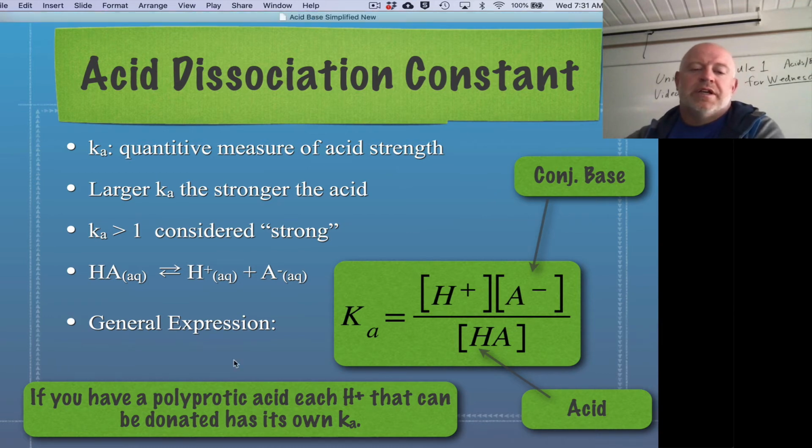One thing to note, if you have a polyprotic acid, meaning diprotic or triprotic, each hydrogen has its own Ka value, okay? We mentioned it a little bit before, but for example, we talked about sulfuric acid having 2 hydrogens in it. So that second hydrogen in sulfuric acid would have a different Ka than the first hydrogen. So for acid-base chemistry, you don't ever remove 2 hydrogens or 3 hydrogens at a time. It's 1 hydrogen at a time in terms of looking at it through that lens, okay?